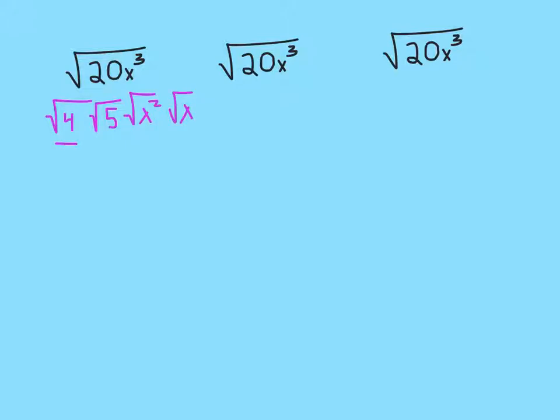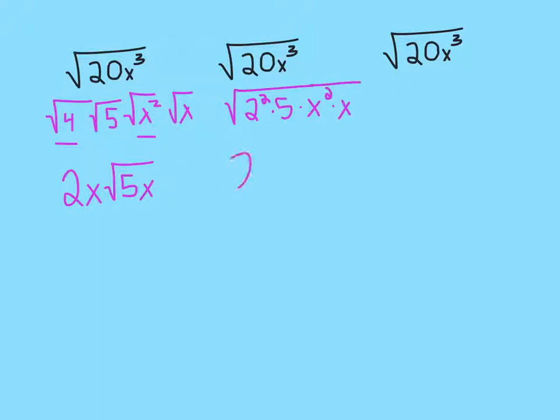Therefore, since I see perfect squares here, I will have a 2x on the outside as a coefficient, and I will still have a 5x left inside. You may like one of the other methods better, so you may write this as 2 squared times 5 times x squared times x to get your same result of 2x root 5x.